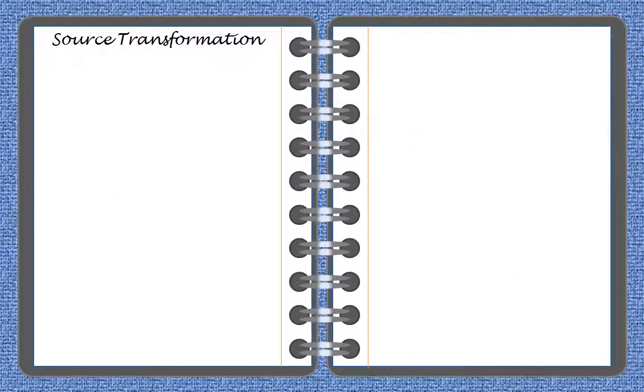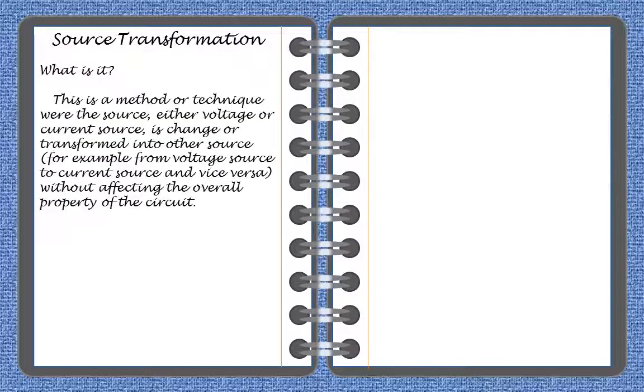Now, what is it? And why must we know about source transformation? Well, source transformation is another technique or method used to transform or change your source into another form of source. For example, a voltage source will change into a current source, or a current source is going to change into a voltage source, without affecting the overall property of the circuit.